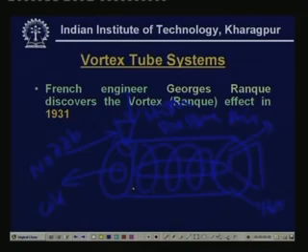So you can see that what you need here is a simple tube and a supply of high pressure air. All that is required is that. And depending upon the valve position, you can get different temperatures of cold air and different amounts of cold air. So this is the principle of vortex tube refrigeration systems. Vortex tube refrigeration systems are not very efficient, but they have certain advantages. So for example, it's very simple, and all that you need is a compressed air supply.